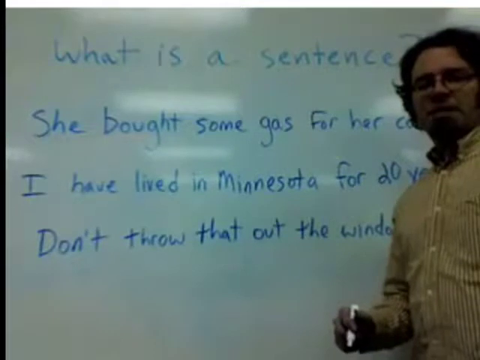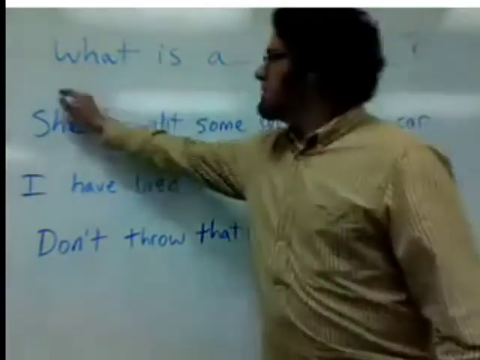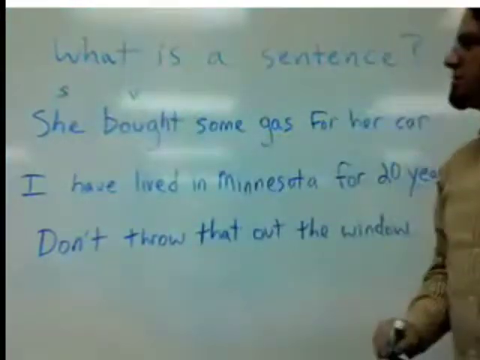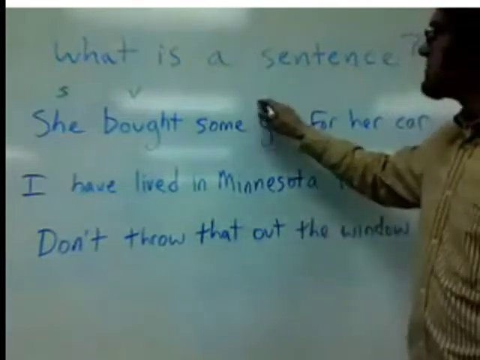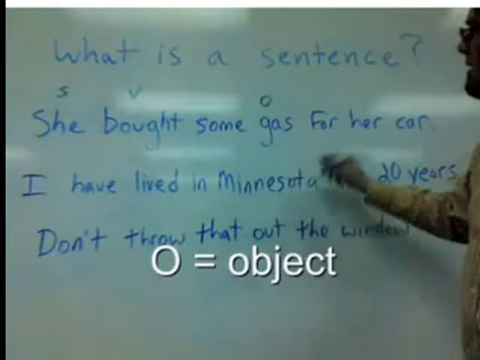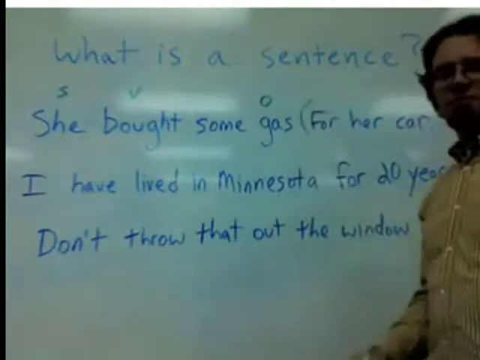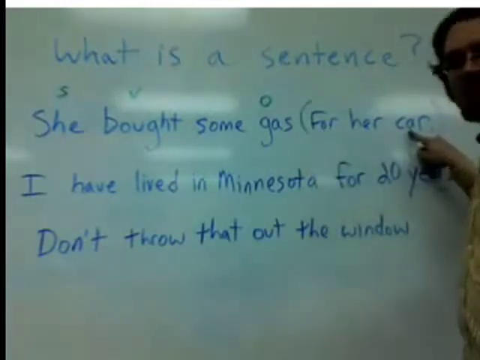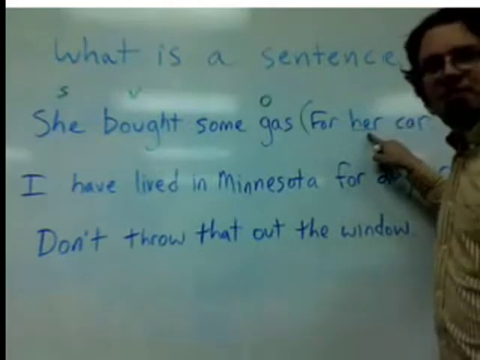She bought some gas for her car. The subject is she. The verb in the past tense is bought. The object is gas. This is a direct object. For her car is a prepositional phrase. This is a preposition, and car is a noun. Her is a possessive adjective.